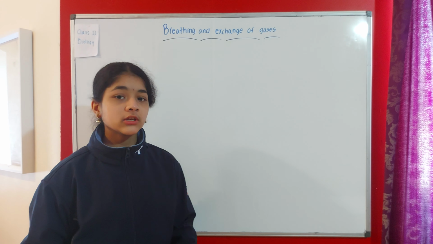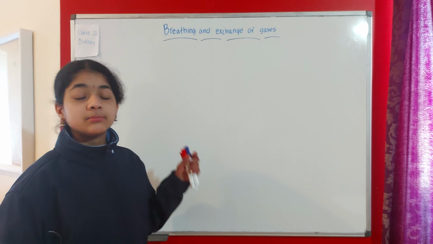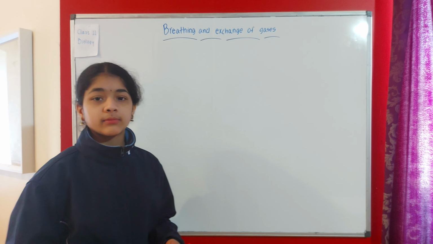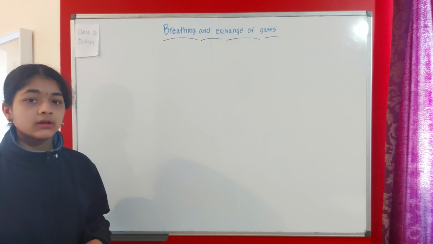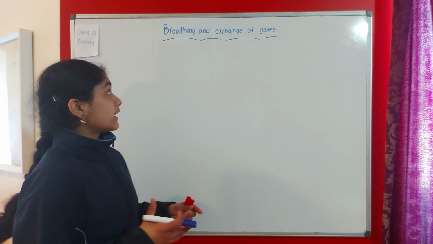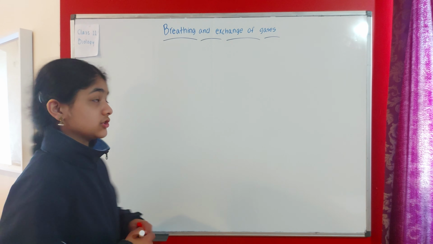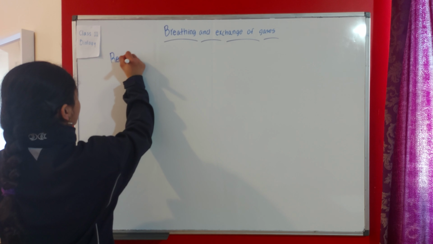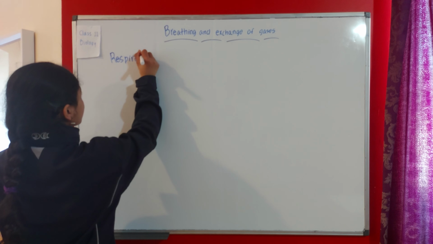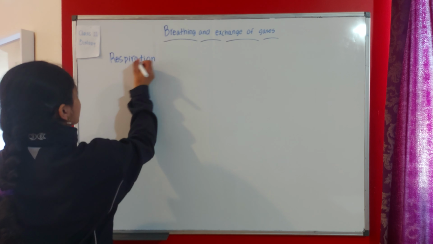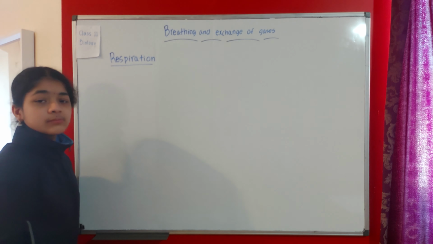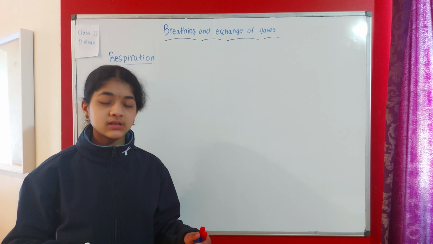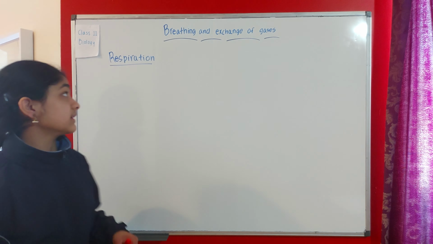We are going to start with a new chapter, and that is breathing and exchange of gases. This is the 17th chapter and it is from the unit of human physiology. So first let us try to define what is respiration. First let us define respiration and then we'll move on and talk about the types of respiration, the steps involved in it and many other things.